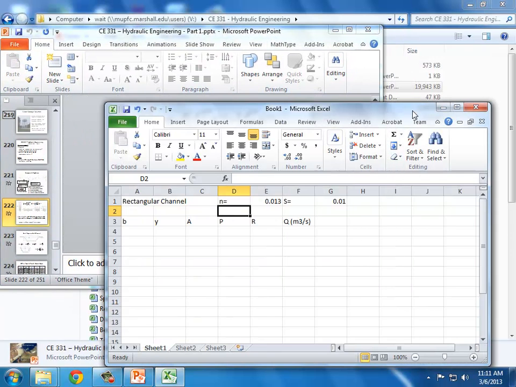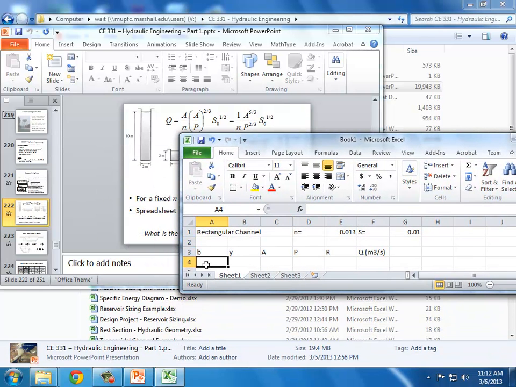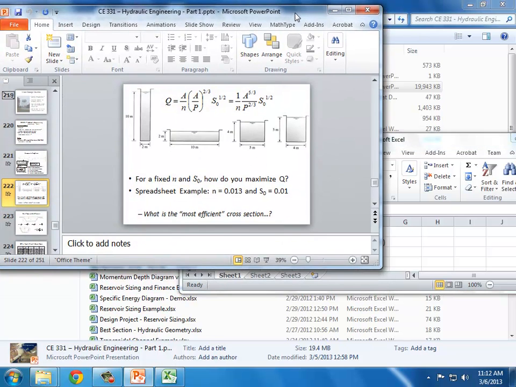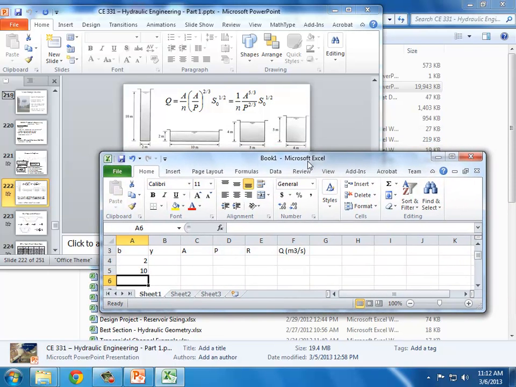And so if we refresh our memory what the geometry of these is, there's one where the bottom width is 2, one where the bottom width is 10, one with the bottom width of 5, and the bottom width of 4. These all have the same area, and so the depth of flow is 10, 2, 4, and 5. Area is just going to be the flow depth times the bottom width.